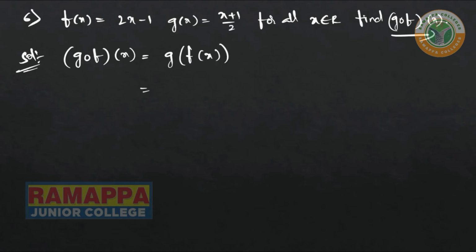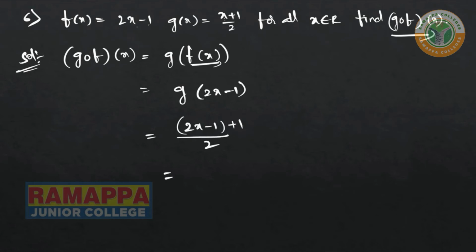So f of x is equal to how much he has given? 2x minus 1. So I will write g of 2x minus 1 here. Now in g of x, g of 2x minus 1 is equal to, I am writing in this one: (2x minus 1 plus 1) divided by 2. It will become 2x minus 1 and plus 1 is there, divided by 2 here.